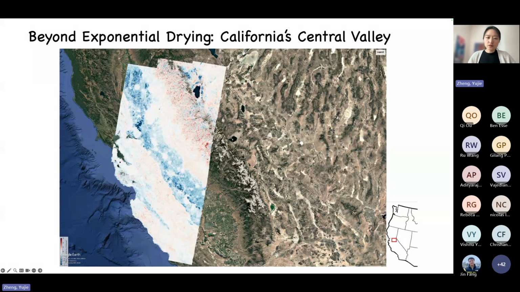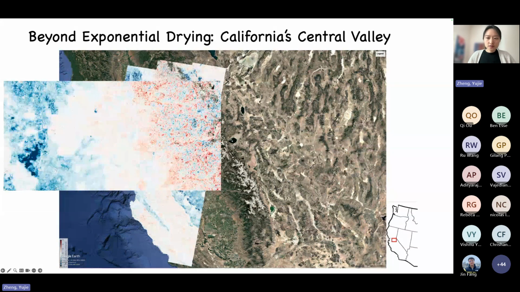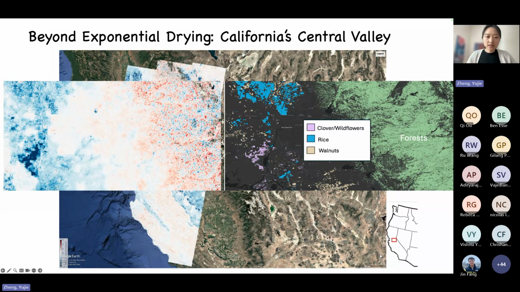What I'm showing here is the average closure phase bias over the Central Valley. And you can see this clear apparent subsidence nicely overlaying the agricultural fields. In fact, if we zoom in, you can even start to see correlation between the closure phase bias and the different crop fields. Here the main crop fields are rice, walnuts, and clover and wildflowers.